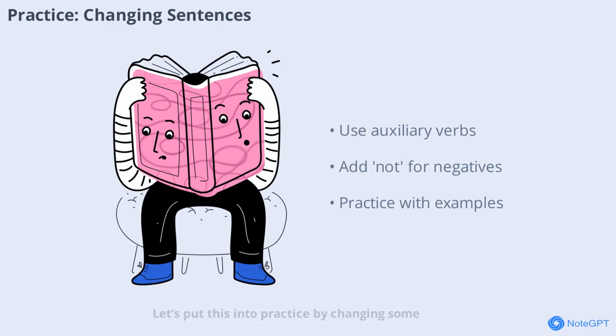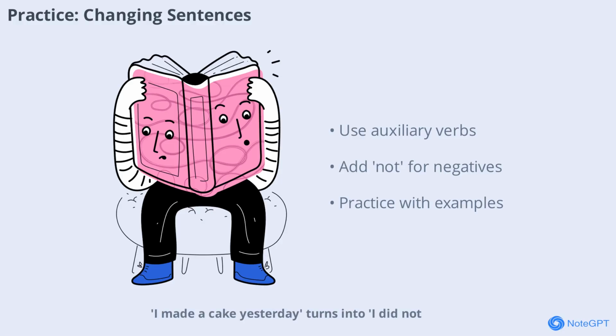Let's put this into practice by changing some affirmative sentences into their negative and interrogative forms. For example, Mary earns a six-figure salary becomes Mary does not earn a six-figure salary for the negative, and does Mary earn a six-figure salary for the interrogative. Notice how the auxiliary verb does is used and not is added for the negative form.